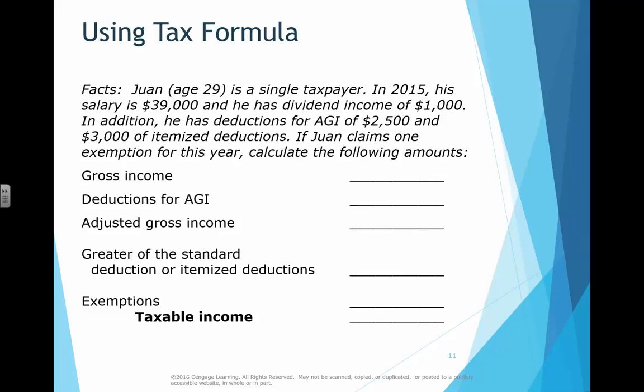Okay. Take a couple seconds here and let's regroup. Get out your magic calculators and a piece of paper. We have Juan. He's 29 years old. He's single. His salary was $39,000 and he has dividends of $1,000. He has student loan interest of $2,500 and $3,000 of itemized. He claims one exemption. What's his taxable income?